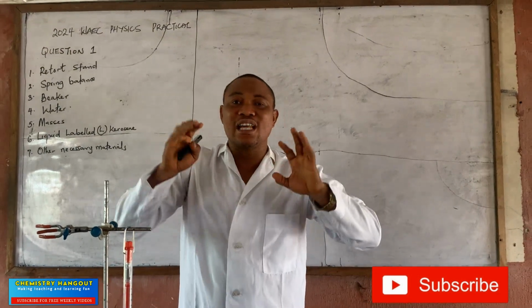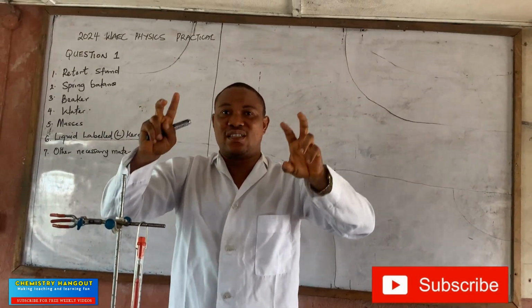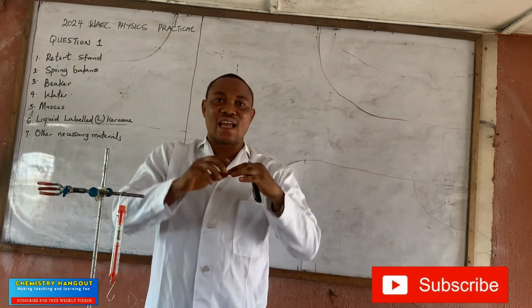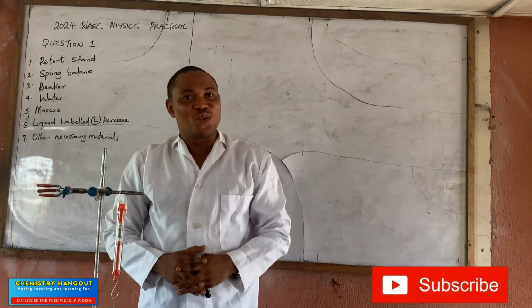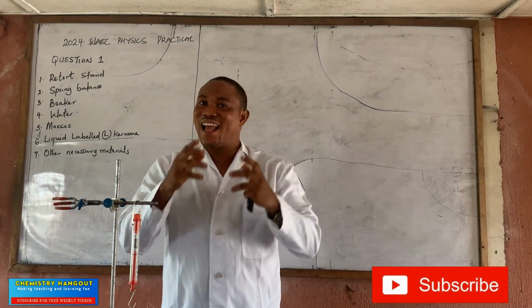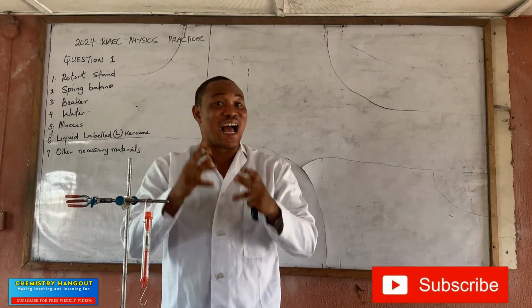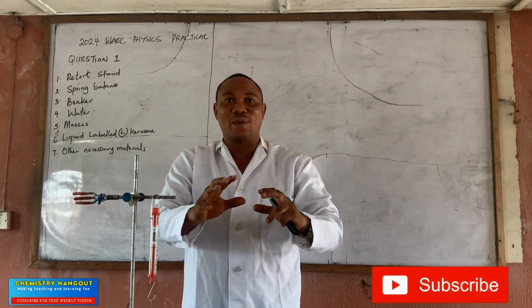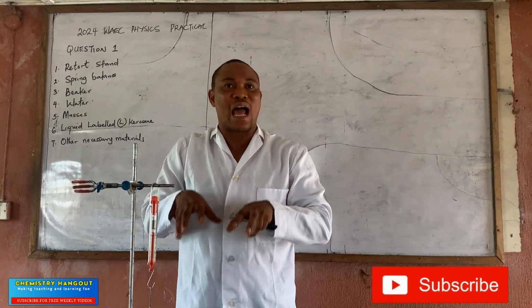We are expecting them to test you on 3 things, very important. Number 1, we are going to be tested on density. Number 2, we are going to be tested on relative density. And number 3, the wonderful principle in physics we call the Archimedes Principle. These are the 3 principles that we are going to be using in this very particular experiment.